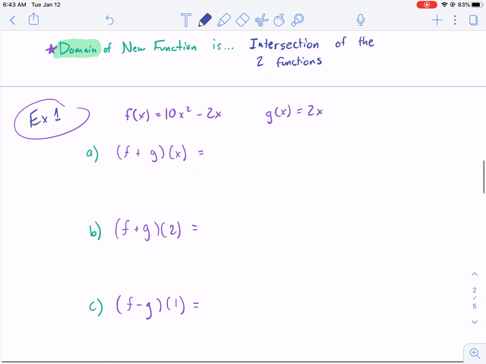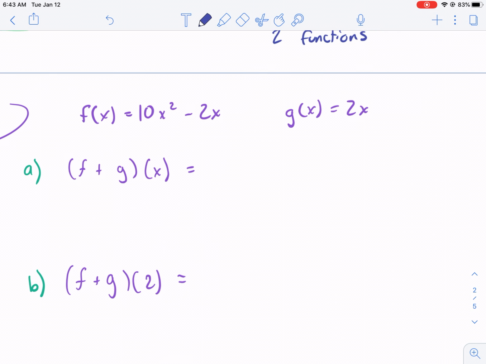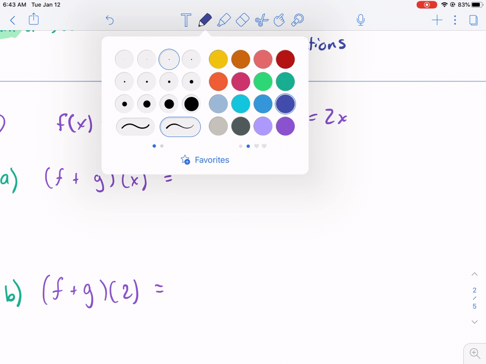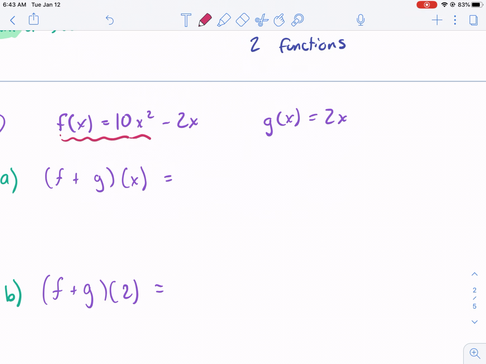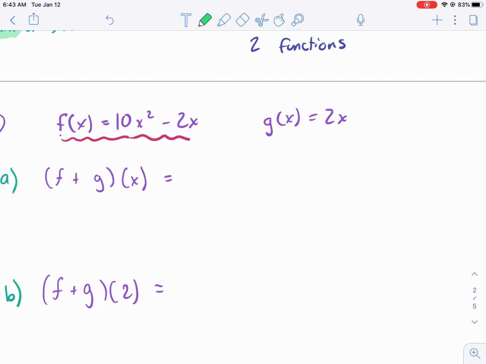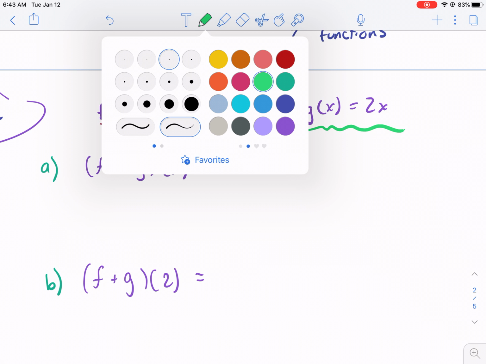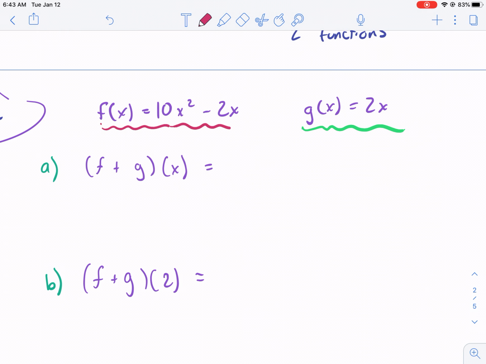Okay, example 1. I think the best way to learn this is to get into the nitty-gritty, so let's go ahead and do this. Here we have the two functions: we have f of x, and we have g of x. We're talking about f plus g of x. Like I said earlier, all we need to do here is add the two functions.